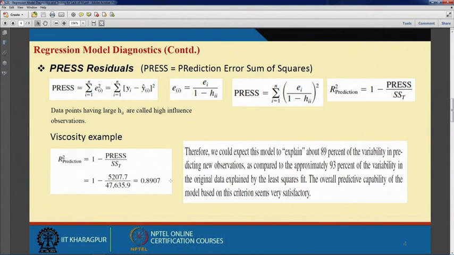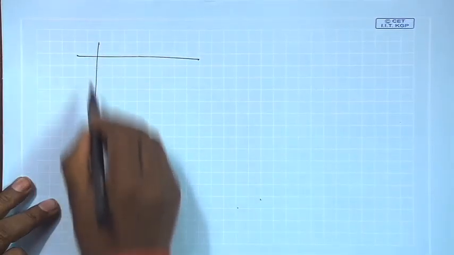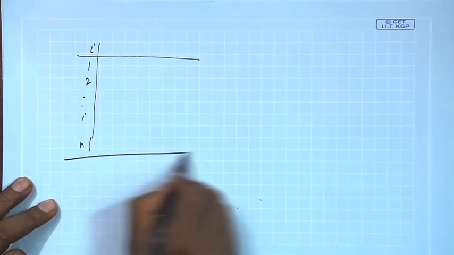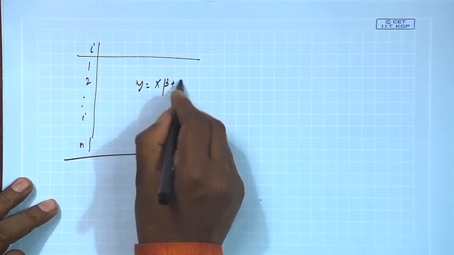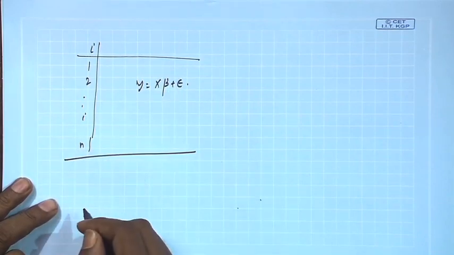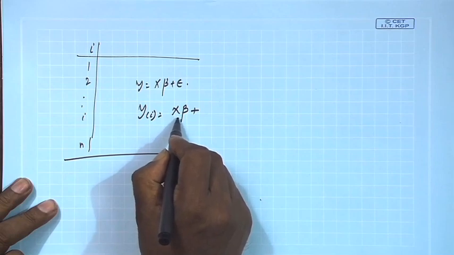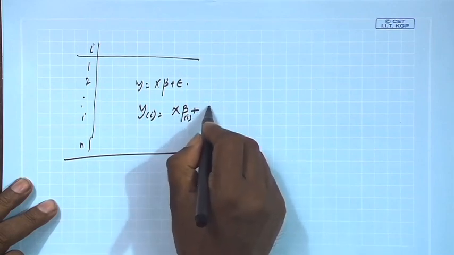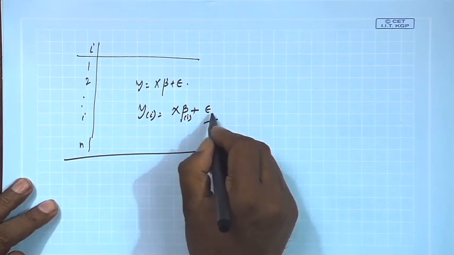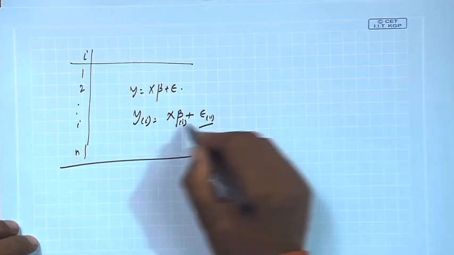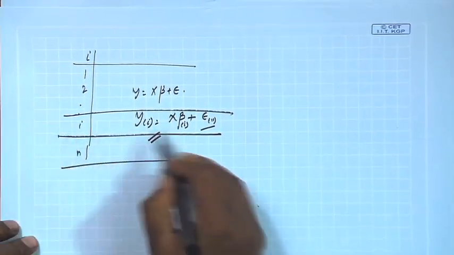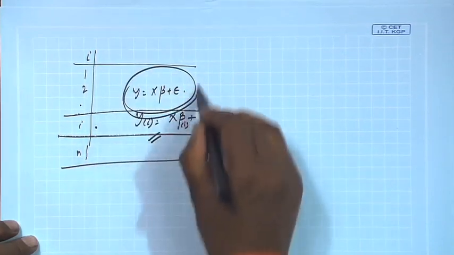Now, we will come to another very important one, which is PRESS statistic or PRESS residual. PRESS stands for prediction error sum of squares. What is the procedure here? You have i equal to 1, 2, up to n observations and you fitted a model y equal to x beta plus epsilon. Instead of this, you do one thing: you fit a model y equal to x beta (i) plus epsilon (i). What I mean to say is, you remove the ith observation while fitting this model.